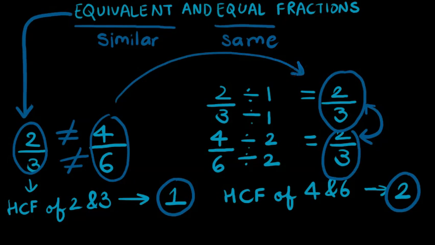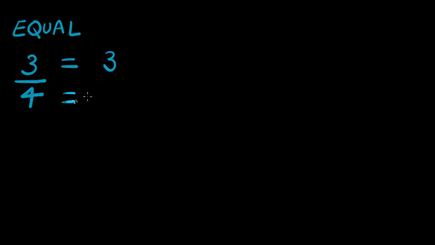Now let's move on to equal fractions. So let me write the heading: equal fractions. Let's see what these are. What I have to explain for this is actually nothing, because equal fractions are the same fractions. They have the same numerator and the denominator. Like I have 3 upon 4. The numerator needs to be the same, so this will be 3 and this will be 4. So this is the equal fraction.